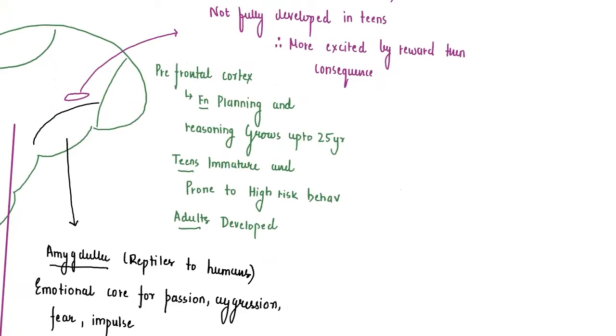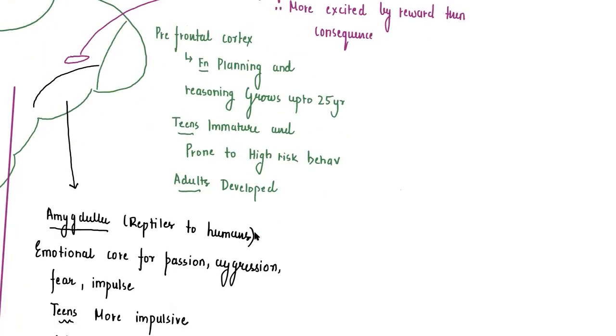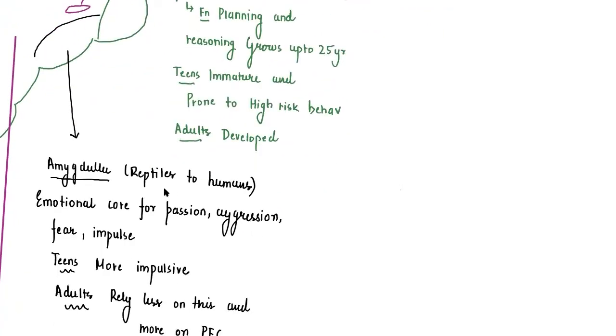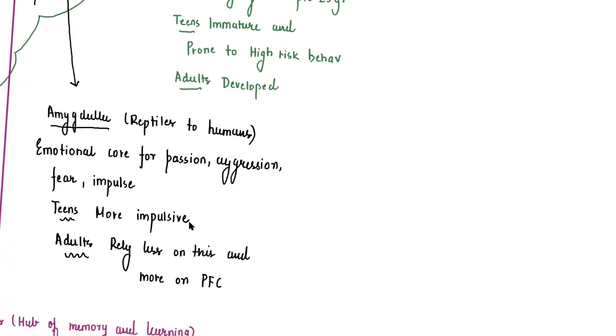This is a very bad diagram of the outline of the brain, but essentially the ventral striatum is the reward center. It is not fully developed in teens, therefore more excited by reward than consequence. The prefrontal cortex, the function being planning and reasoning, grows up to 25 years. Teens are immature and prone to high risk behavior, whereas adults are much more developed. The amygdala is the emotional core for passion, aggression, fear, impulse, and that's why teens are more impulsive, whereas adults rely less on this and more on the prefrontal cortex.